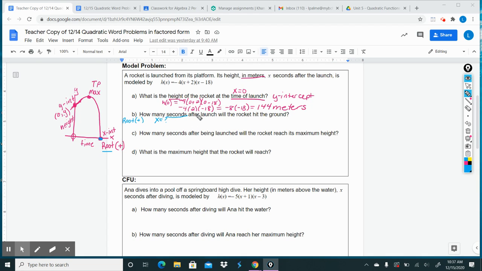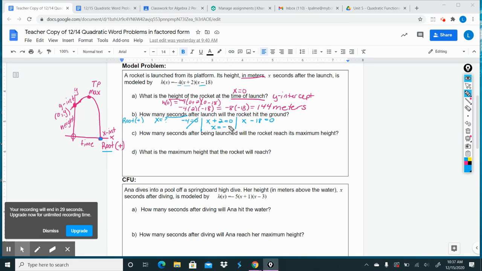In order to find our roots, we need to take each one of our factors and set them equal to 0. So -4 equals 0, x plus 2 equals 0, and x minus 18 equals 0. In this case, we know that -4 does not equal 0, so we're going to ignore that one. And we want the positive value. x plus 2 equals 0, we subtract 2 on both sides, we get x is equal to -2. And we have x minus 18 equals 0, add 18 to both sides, and we get x equals positive 18.